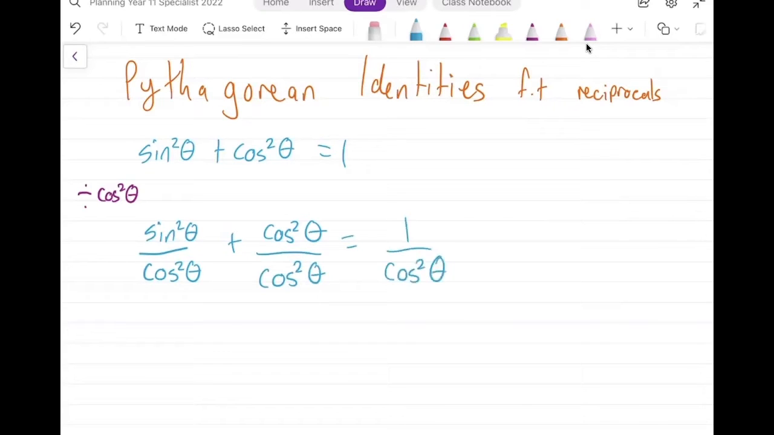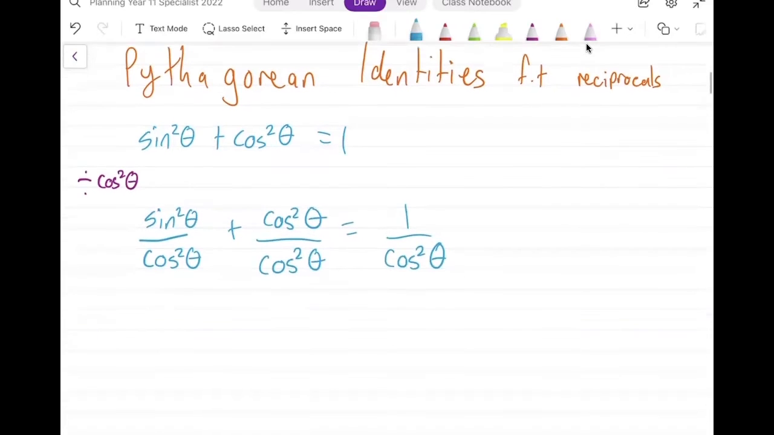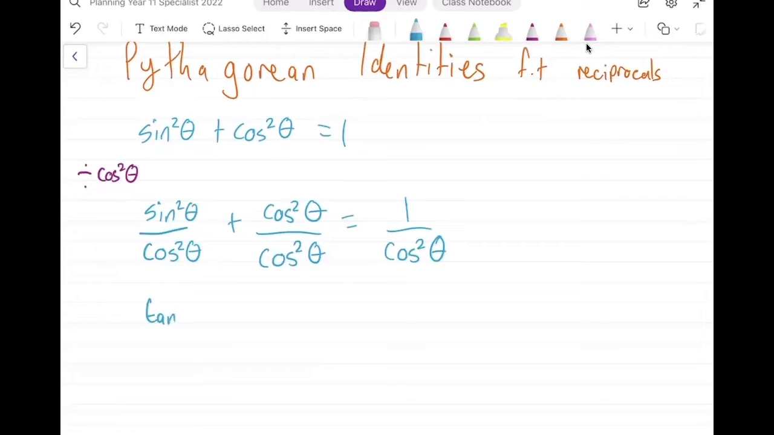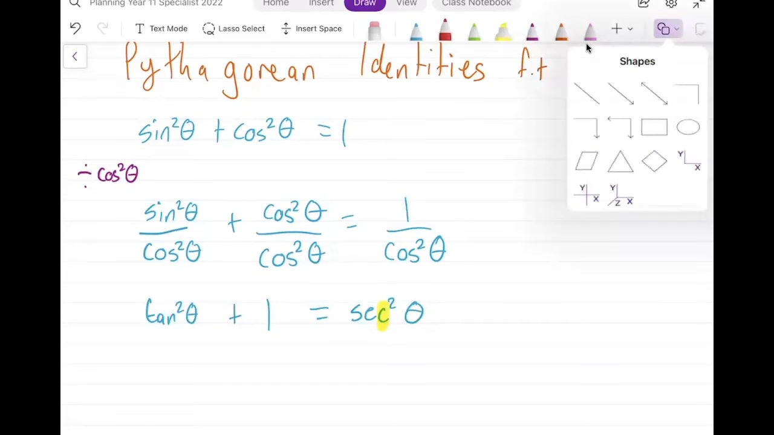Now, if I simplify each individual fraction, well, sine squared theta over cos squared theta is going to equal tan squared theta. Cos squared over cos squared is going to equal 1, and 1 over cos squared is going to be my reciprocal cos function, which is going to become sec squared theta. Third letter is a C, C for cos. So that is one of my new identities. Let's put that in a little red box.